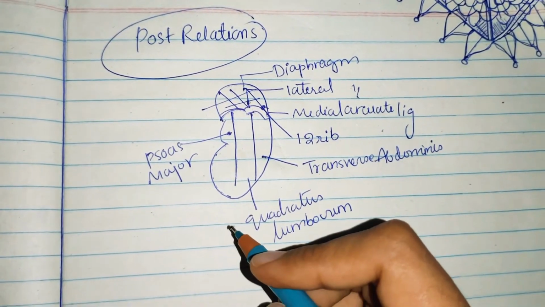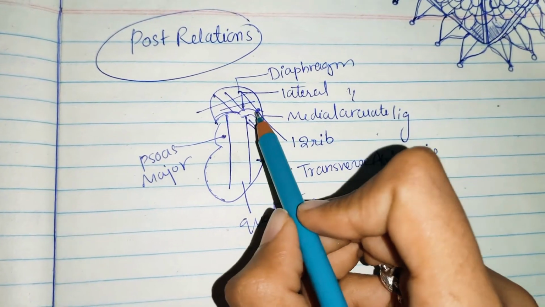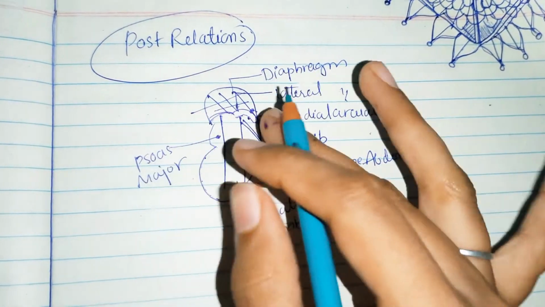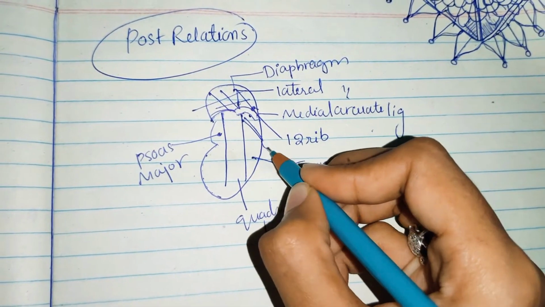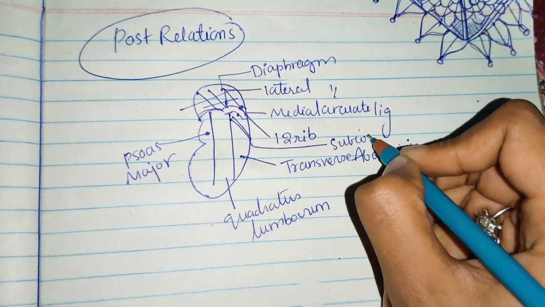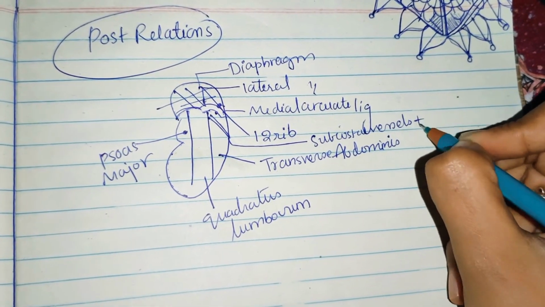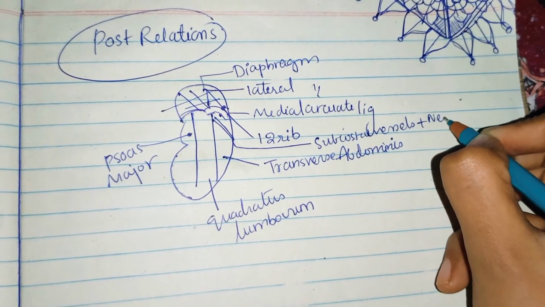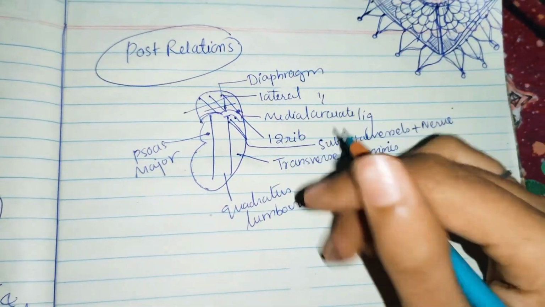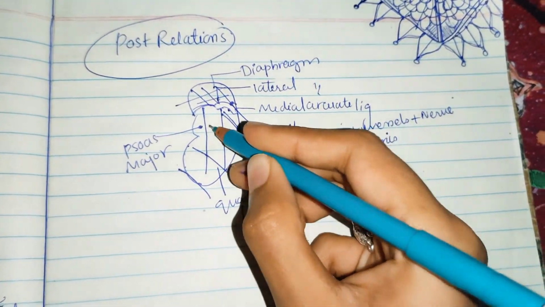Okay, and you are having even subcostal vessels and now, because you can see here this is a 12th rib. If there is a 12th rib, below 12th rib, if you remember in thorax anatomy, below 12th rib you will be having subcostal vessels, that is subcostal artery and vein, and also a subcostal nerve. Okay, so along with this there are also three nerves. So what are those? 1, 2, 3.